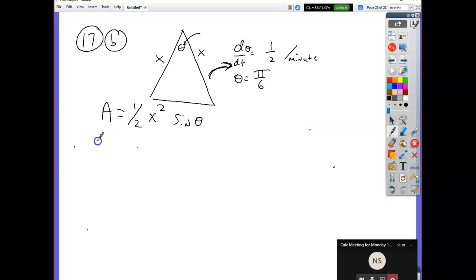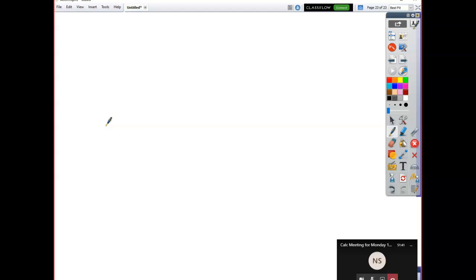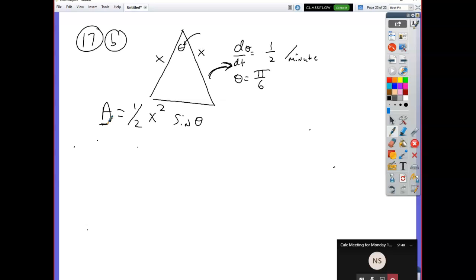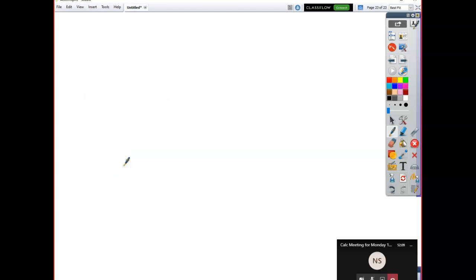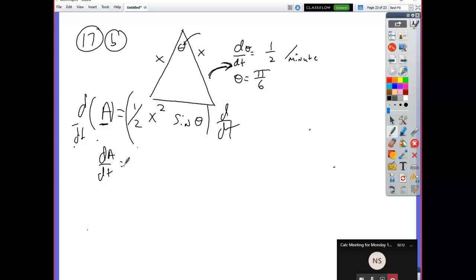So it's 1/2. Here's the A. The change in theta with respect to time, or d theta over dt. Wait a second, what are we doing over here? We're supposed to take derivatives with respect to time on both sides, correct? Yeah. So what's the derivative of A with respect to time? dA over dt, the change in area with respect to time, equals, now I'm going to do this mess. It's two things multiplied together, right? What rule applies? The product rule. Product rule, let's do it.